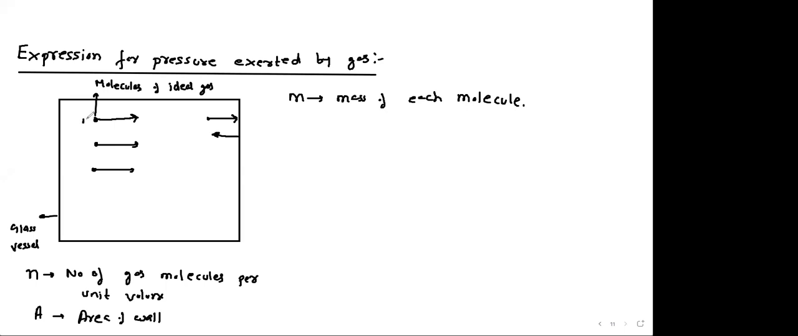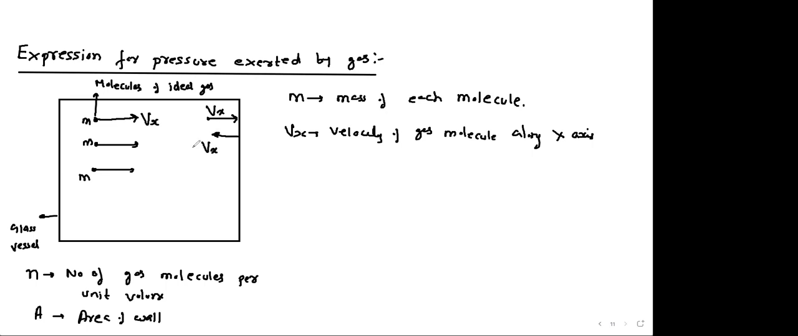Each molecule of mass M is moving with a certain velocity. Just for the sake of simplicity, I am considering that the velocity of the molecule is Vx. So Vx is the velocity of gas molecules along the x-axis. This is your gas molecule, colliding with the wall with a velocity Vx. Since the collision is elastic, it will rebound with the same velocity, just its direction will reverse.